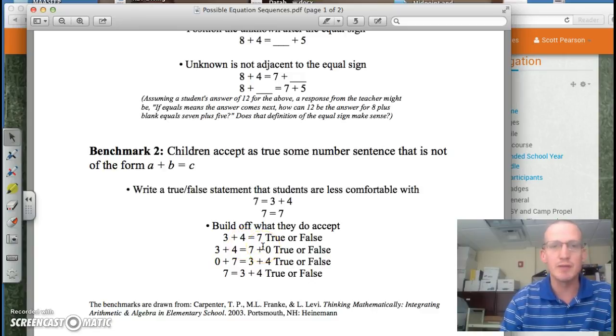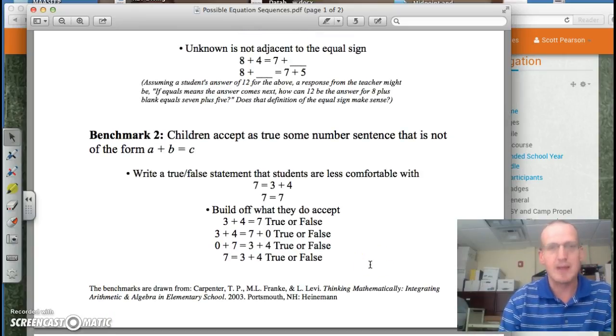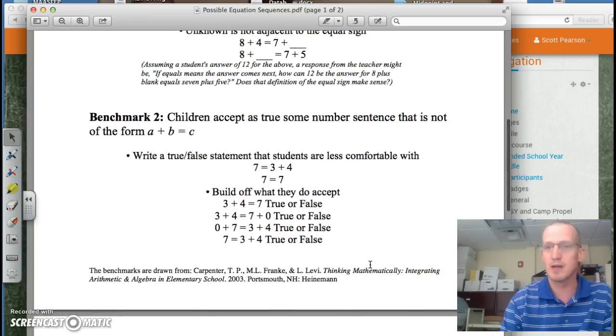Is 7 equal to 7? If they say yes, you keep going on. 3 plus 4, is that equal to 7? Yes, and then keep going. 3 plus 4 equals 7 plus 0, and just continue the whole conversation. And that's benchmark 2. Sometimes kids are going to have some really simple times believing that's true, and then they're going to have some stuff that's going to be a little bit harder.